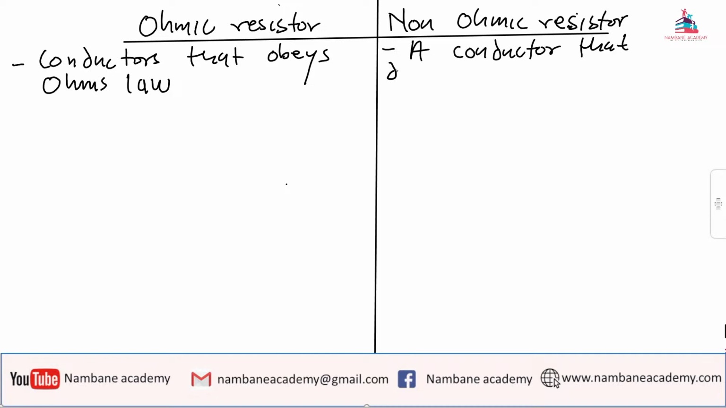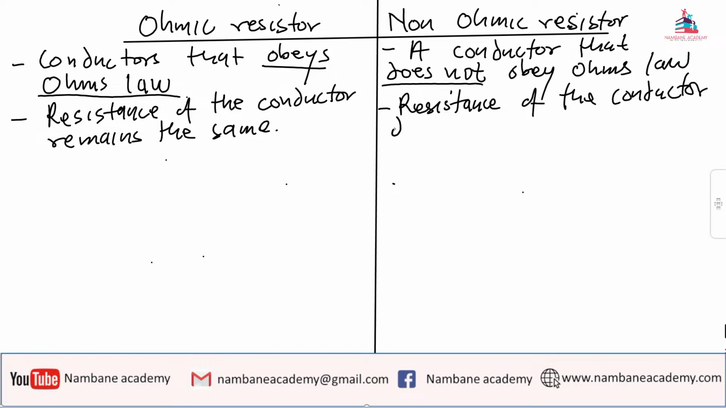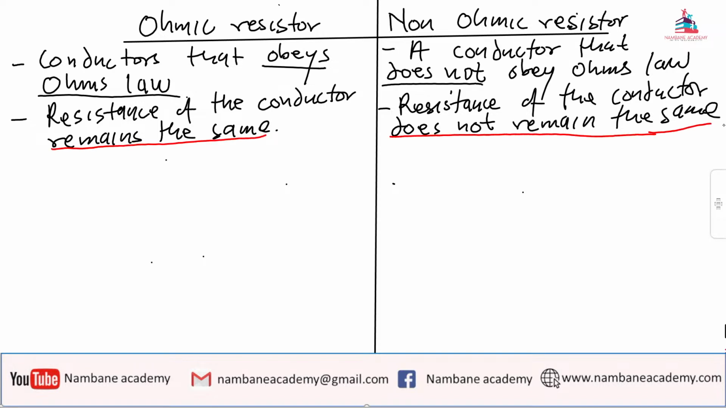And obviously, on this side, a conductor that does not obey Ohm's law. For ohmic, the resistance remains the same, or remains constant. And for non-ohmic, the resistance of the conductor does not remain the same.